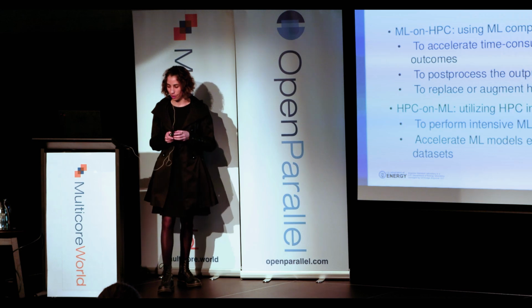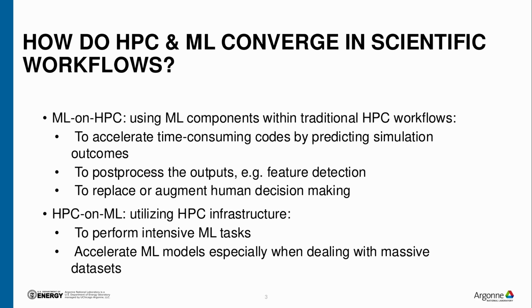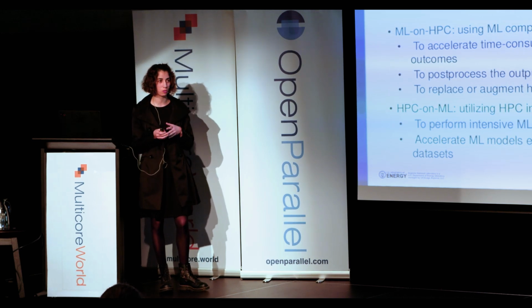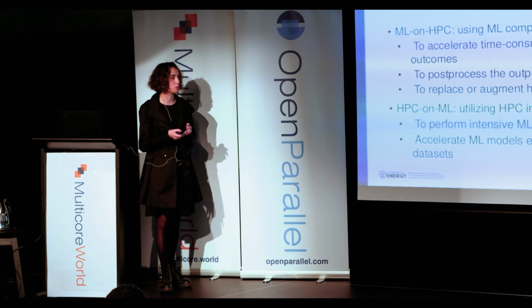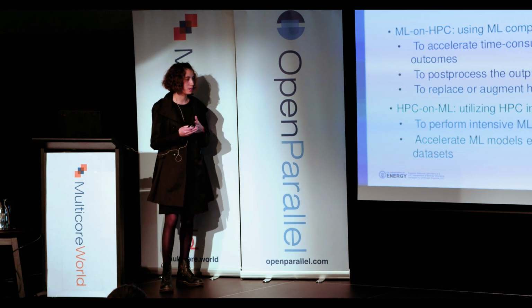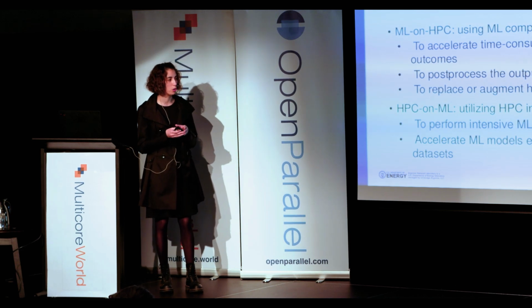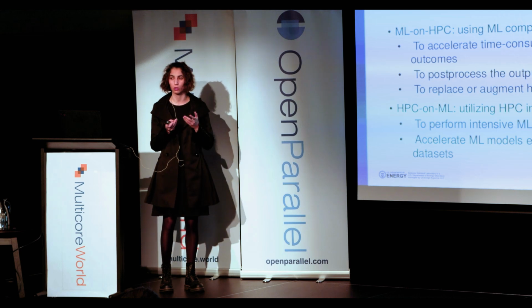When we talk about the convergence of HPC and AI workflows, it can go both ways: either ML on HPC or HPC on ML. ML on HPC is mostly about using machine learning components in traditional HPC workflows. It can be by using machine learning models to accelerate some components in our simulations using surrogate models, or to post-process data to detect interesting features, or to replace some decision-making that used to be done by humans. On the other side, HPC on ML is mostly about using HPC infrastructure to accelerate machine learning models, or to train on very large data sets that we cannot train on single GPUs, for example.